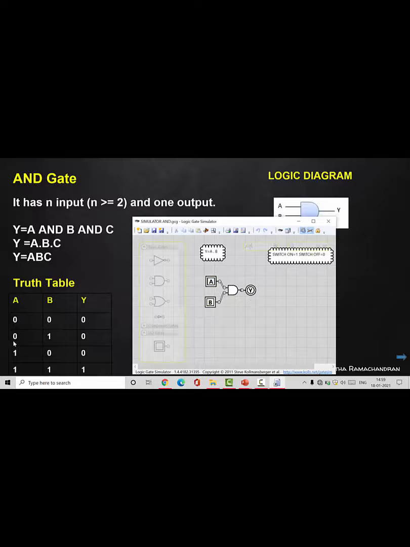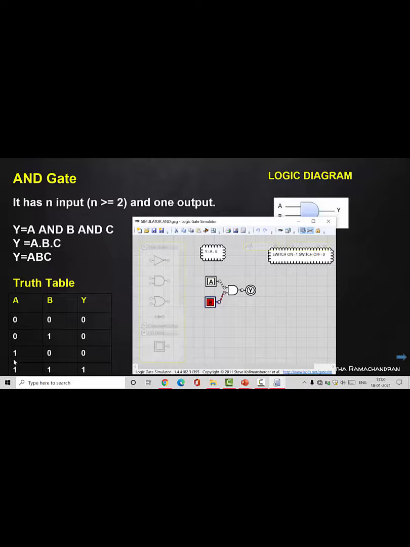Now we can make this case: A with value 0, B with value 1. Means A is in off stage, B in on stage. Now we can switch on this input B. So the flow starts through this second input and still the output remains 0, or remains in switch off stage in case of this logic gate AND.